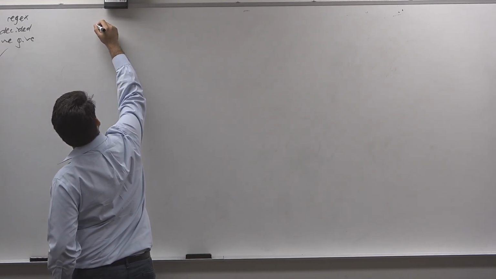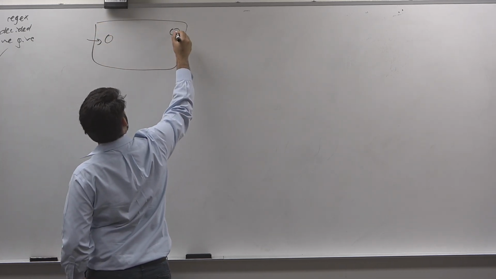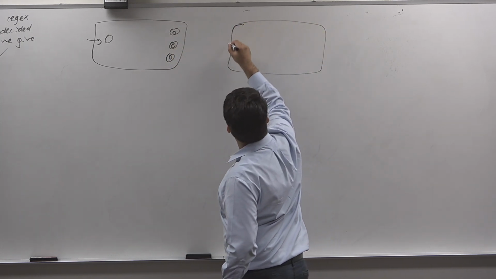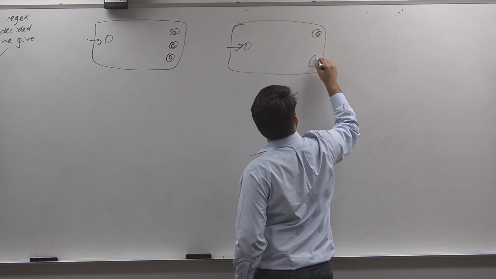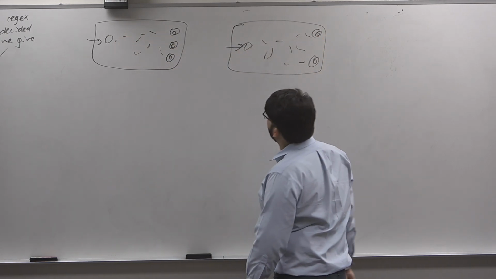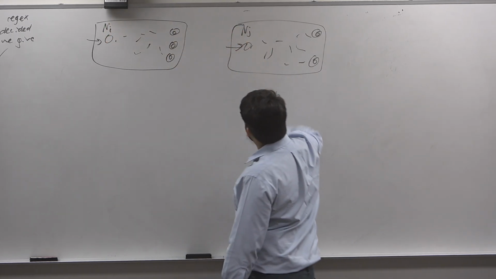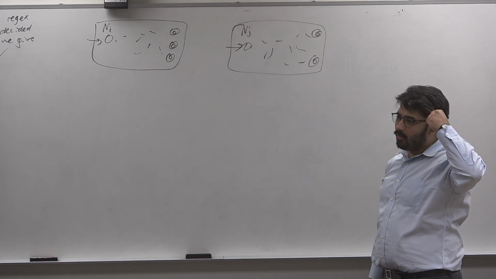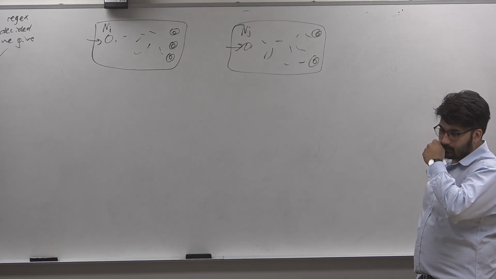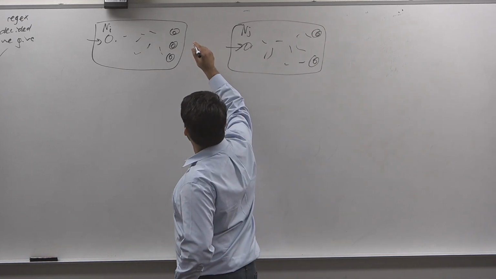So let's do concatenation. Let this be Ni. Let this be Nj. How would I combine these to create a larger NFA for the concatenation? Yes? Take all accepted states, bridge them with epsilon to the start state of Nj. Mm-hmm. There's some more that needs to be done though.